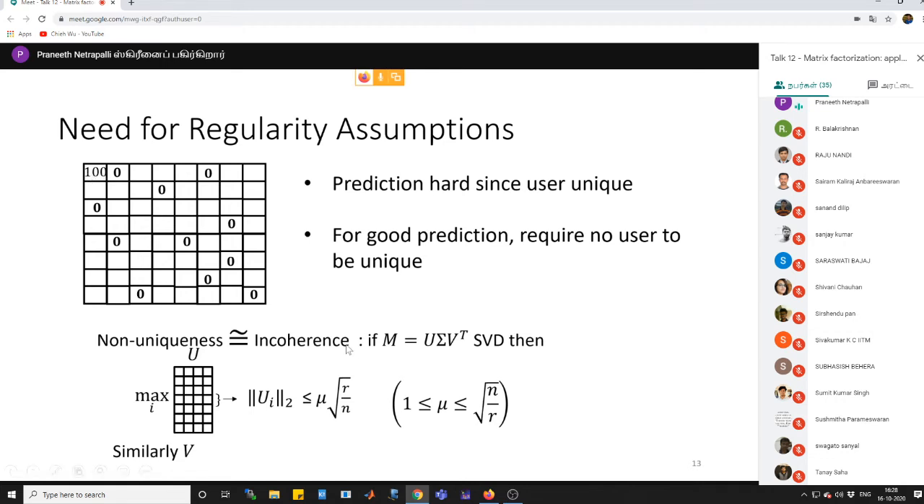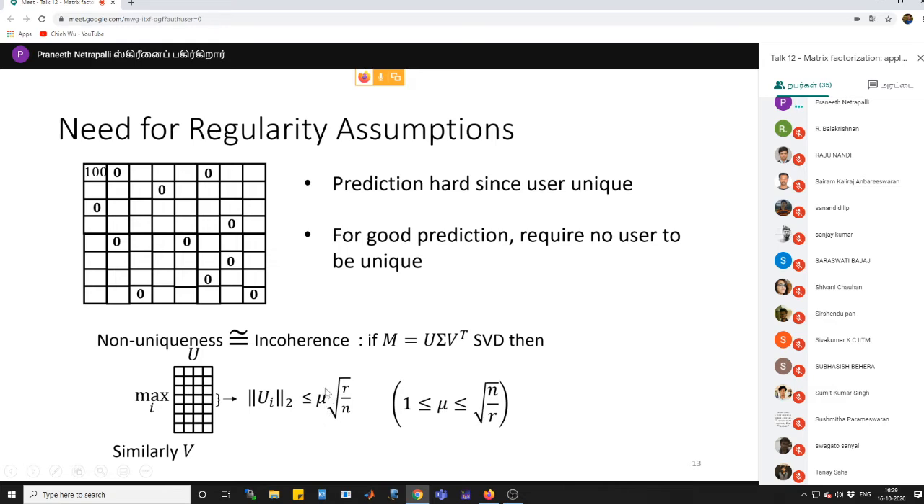a quantity called incoherence of the matrix. So if the matrix M has this singular value decomposition U sigma V transpose, right? Let's say this is a singular value decomposition where U are the left singular vectors and V are the right singular vectors. Then we look at a particular row of the U matrix, and as long as the row has norm which is less than or equal to mu square root R over N, then mu is called the incoherence parameter.